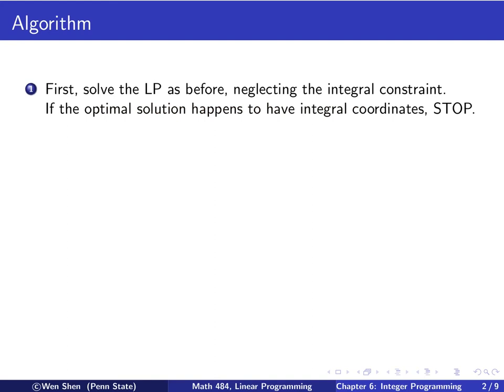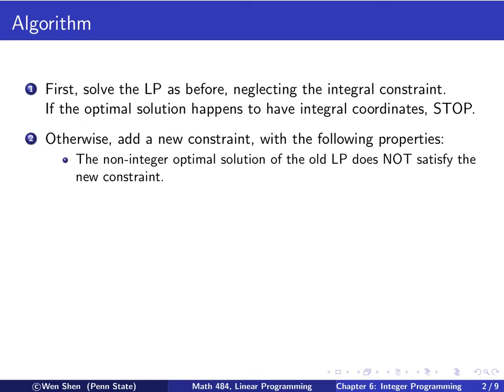Here's an overview of the algorithm. Step one, we solve the linear programming problem as before. That is, we neglect the integral constraint, pretend it's not there, and this gives us an optimal solution. If that solution happens to have integral coordinates, then we're really lucky, we're done, we stop. Otherwise, if the optimal solution does not have integral coordinates, then we will add a new constraint. The new constraint will have the following property. First, the non-integral optimal solution that you obtained in the first step should not satisfy the new constraint, meaning adding a new constraint will lead to a different optimal solution.